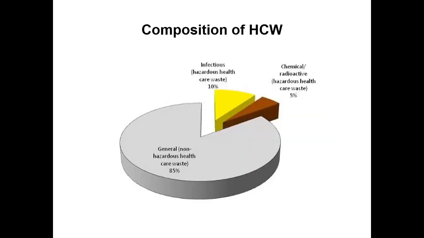So just as we build into the introduction, if we were to look at the composition of healthcare waste, you will notice that the biggest bulk of the waste is from the general or non-hazardous healthcare waste category, which contributes 85%, and the infectious waste category constitutes 10%, as shown in this pie chart.